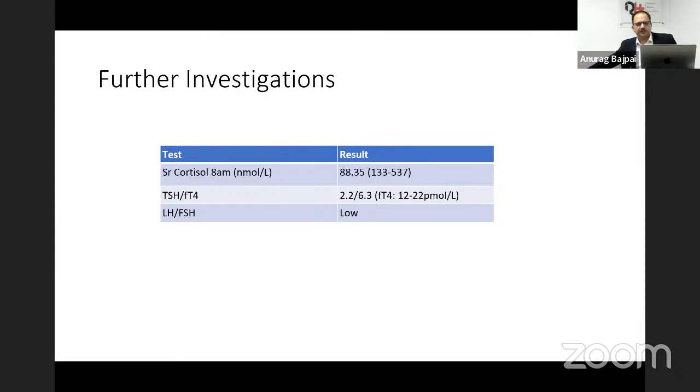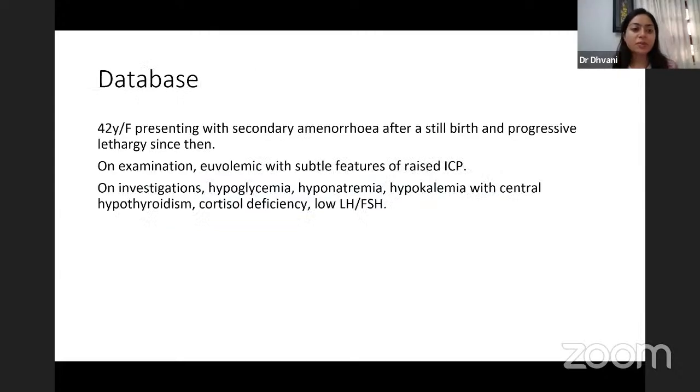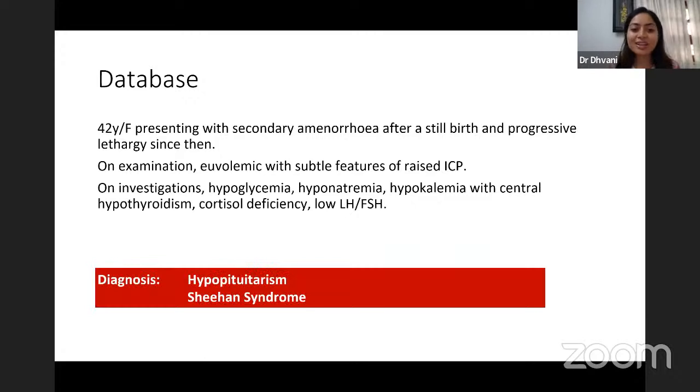Please go ahead. So in our database, we have a 42-year-old female presenting with secondary amenorrhea after a stillbirth with progressive lethargy since then. On examination, in a predominantly euvolemic state with subtle features of raised intracranial pressure, and on investigation showing hypoglycemia, hyponatremia, hypokalemia with central hypothyroidism, cortisol deficiency, and low LH-FSH. So we pretty much have the picture. This is hypopituitarism secondary to Sheehan syndrome.